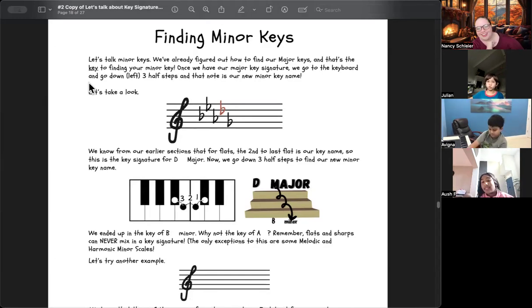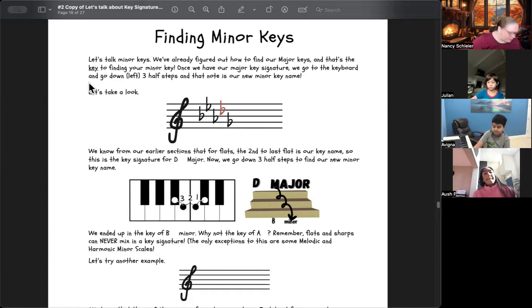If there's no sharps or flats, it's C major. If there's one C major, what is it? C major. Oh, C major. I'm so sorry. Zoom is being weird today. Okay, keep going. And then if there's one flat, it's F major. Absolutely. Very good.